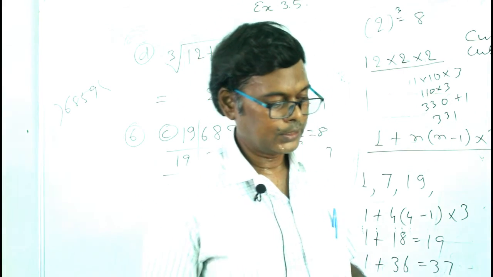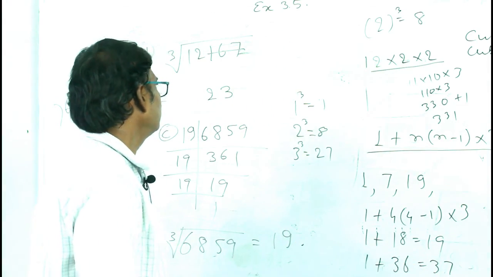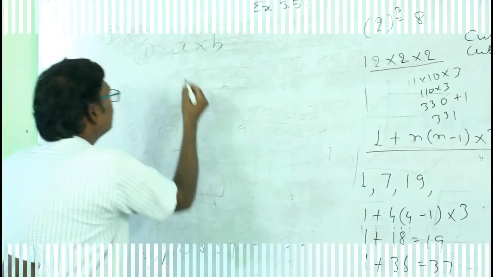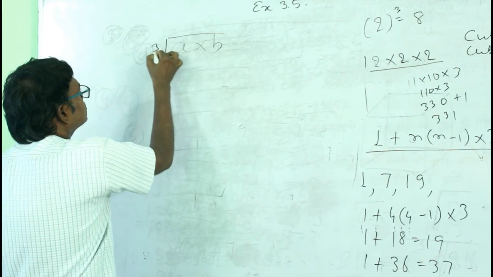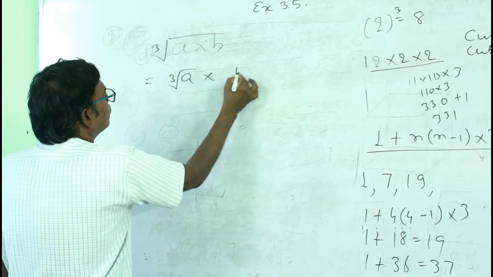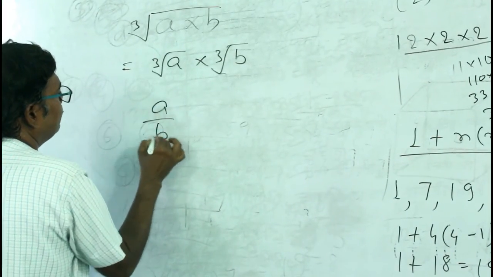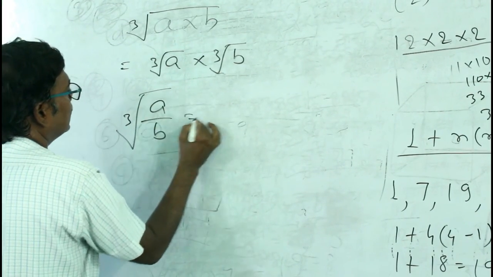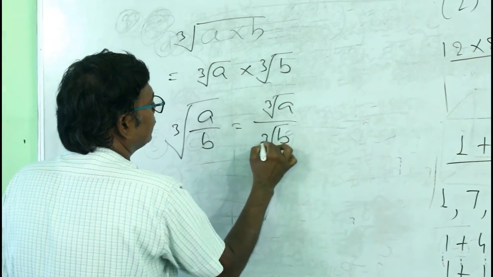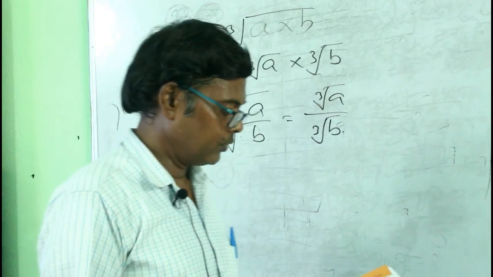Now question number 7. In question number 7 there is a property to find the cube root of these numbers. If you have a into b and the cube root of this, that will be the cube root of a into the cube root of b. Or if you have a by b, the cube root of this will be the cube root of a by the cube root of b. Okay, by using this formula you can find the cube root of all these numbers.